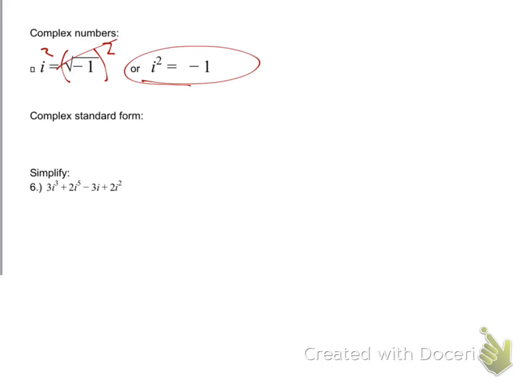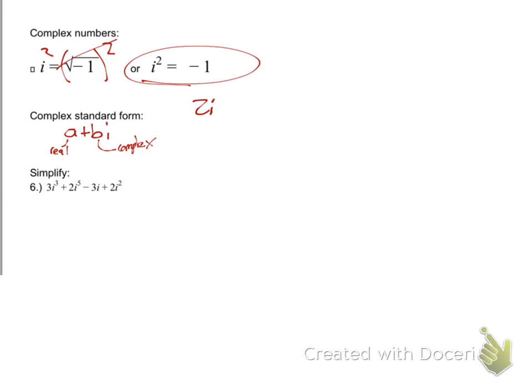Then we should also leave our answers always in complex standard form. Complex standard form is a plus bi, where a is the real number and b is the complex number. So we got a real component and we got the complex component. All numbers can be written in complex standard form. Get this. 2i can be written in standard complex form. What would it look like? What's the real part of 2i?